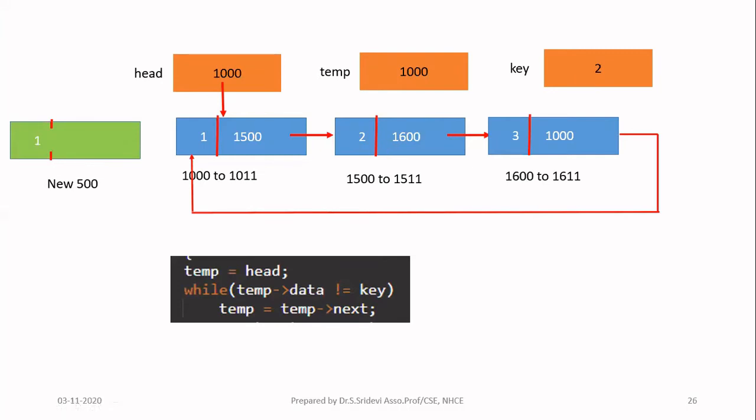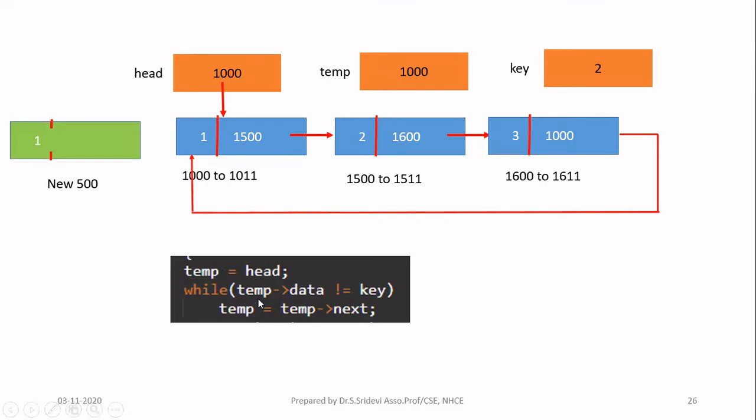That means you have to travel through the linked list. So you keep a temporary variable and copy the value of head in the temporary variable. So I am writing temp is equal to head. After this is over, I have this created. After that, I want to travel through the entire linked list and find where I want to insert.